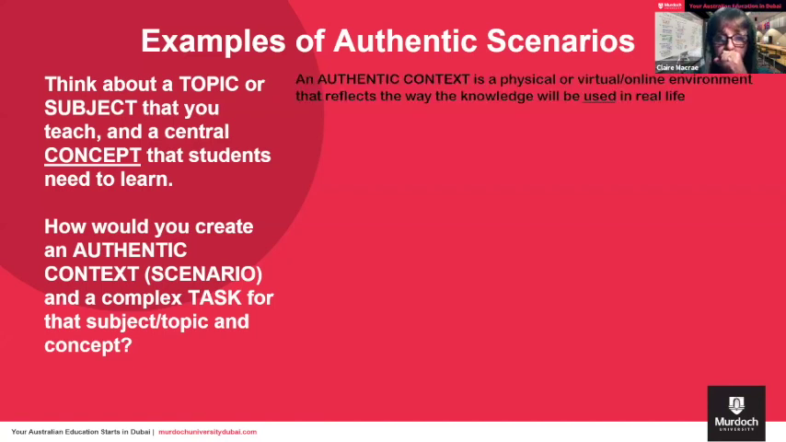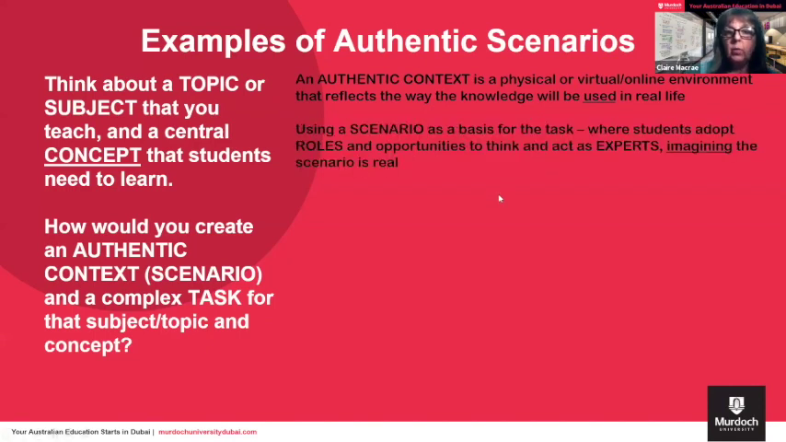So very briefly, an outline of this, what we mean by an authentic context is basically, whether it's in a physical or a virtual or online environment, it's something that reflects the way the knowledge will be used in real life. So that's the essence of it, as I mentioned before. When we use a scenario as a basis for a complex task, this is where students take on different roles or are given the opportunities to think and act like experts, using their imagination. So they're imagining the scene is real.